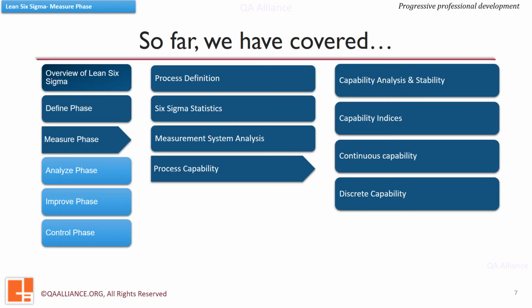In the measure phase, we learned about the various tools and techniques used for process definition. We covered descriptive statistics, normal distribution and normality analysis. We also learned the characteristics of measurement system in terms of accuracy and precision. We saw the basics of process capability. We learned the difference between control limits and specification limits. And in the last few minutes we learned about the capability indices, and capability analysis for continuous and discrete data.